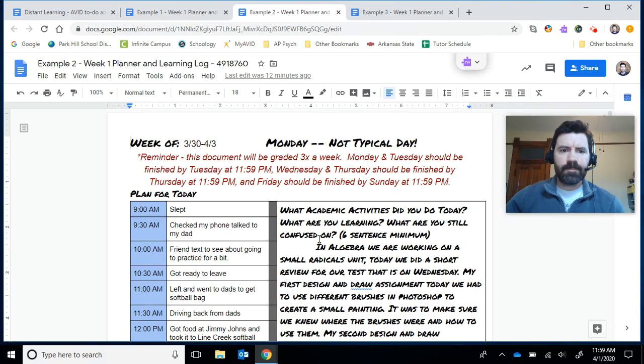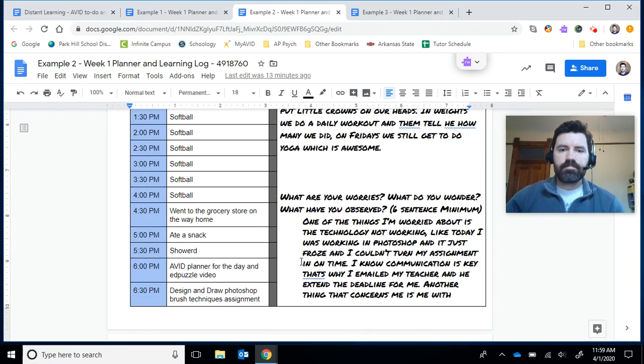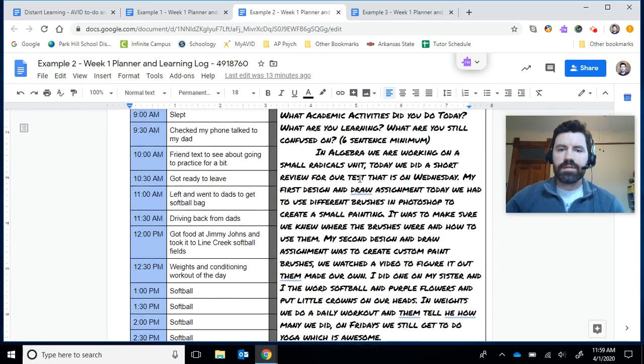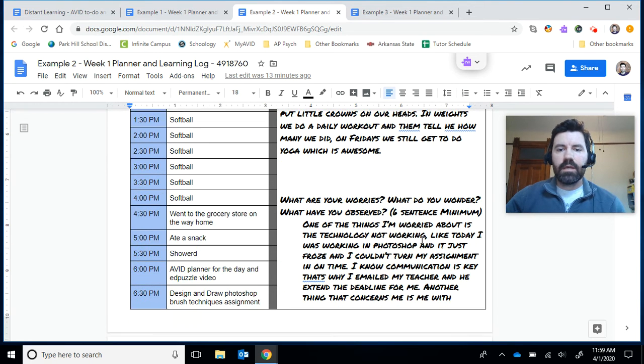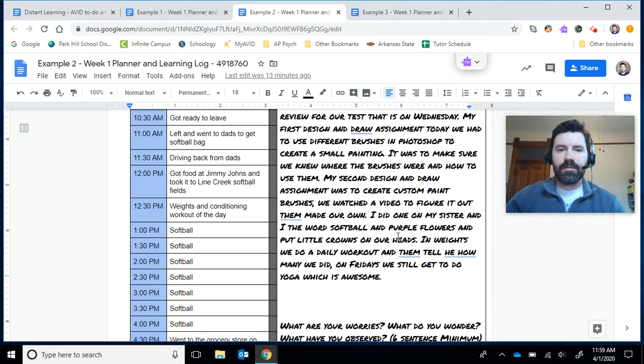This example here, again, is pretty detailed on the left-hand side with what they're doing. And then on the right-hand side, you can see in algebra, we're working on a small radicals unit. Today, we did a short review for our test. So it's going into specifics about what's happening in class. And then at the bottom, it's talking about issues with technology. Technology keeps crashing. I'm trying to communicate with teachers. So it's just checking in.